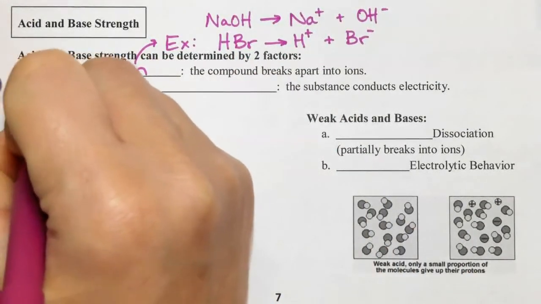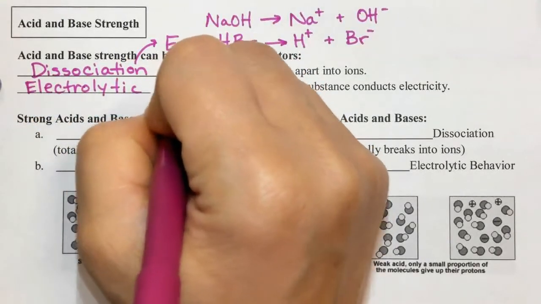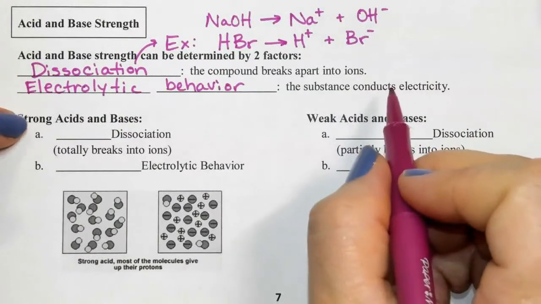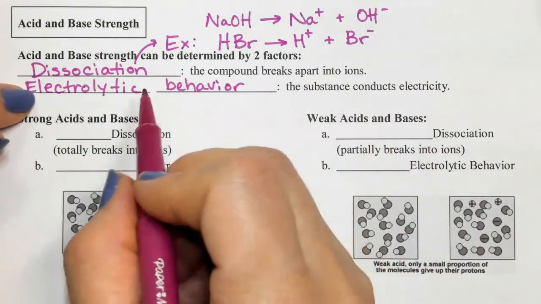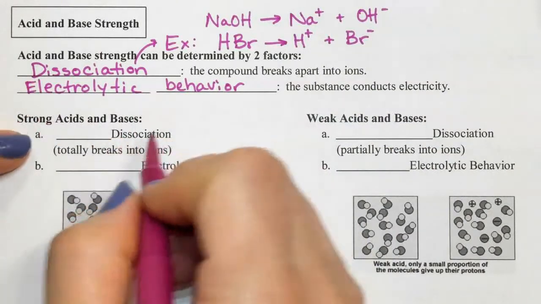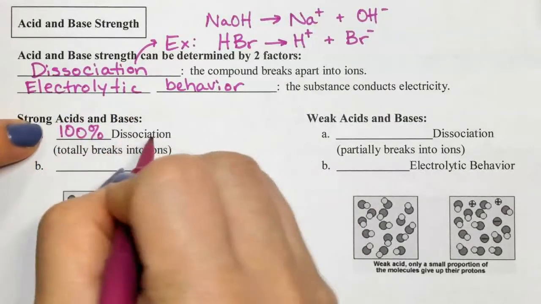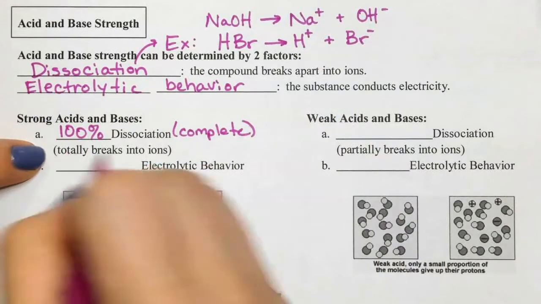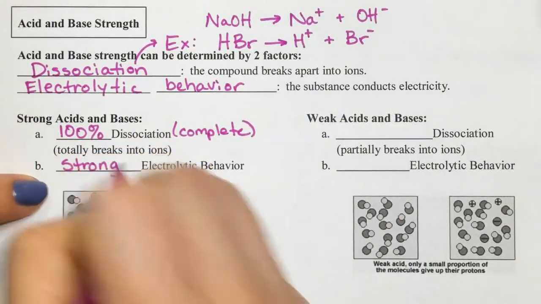Also, we can look at electrolytic behavior, which means its ability to conduct electricity. So if you remember the light bulb experiment, if you get a bright light bulb, it must be strong. And if you get a dim light bulb, it must be weak. So strong acids and bases have 100% dissociation, complete dissociation. And so that means it totally breaks into ions, and it's going to have strong electrolytic behavior.